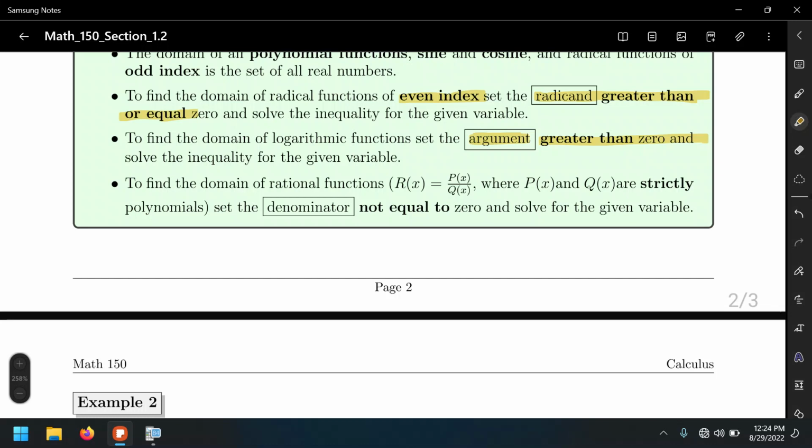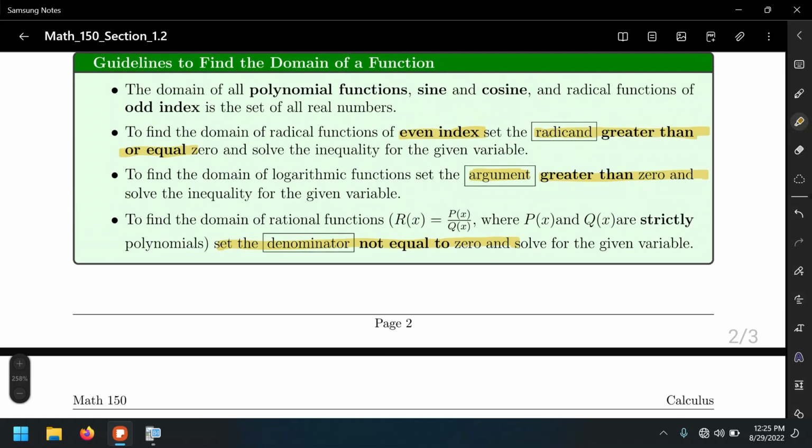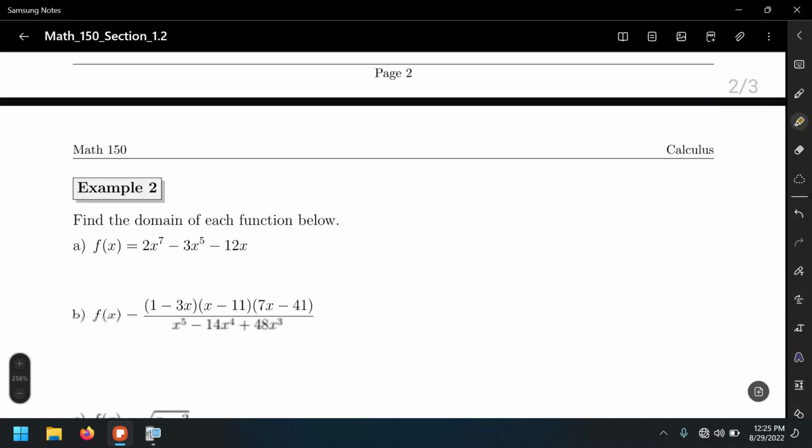And well, so what we do when having such kind of functions, we need to be aware of those values that make the denominator 0. So in that case, what we do is set the denominator not equal to 0 and solve for the given variable. Okay, that's how we exclude the domain. I mean, it's like a lot of words in here, but how about we see this in action? Let's see what about the next page.